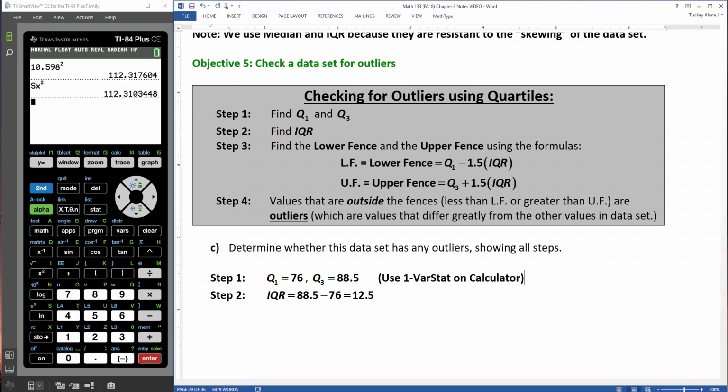All right, now you have to find your fences. To find your fences, you're going to use the 2 formulas given above. Now remember, for your exam, you don't have to memorize those formulas. You just have to be able to use them. So the lower fence would be Q1 minus 1.5 IQR. Let me type that up.